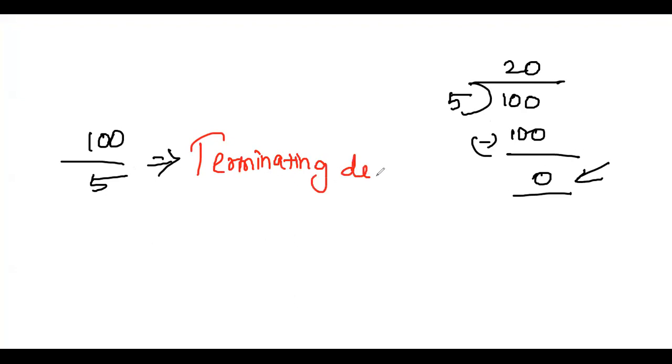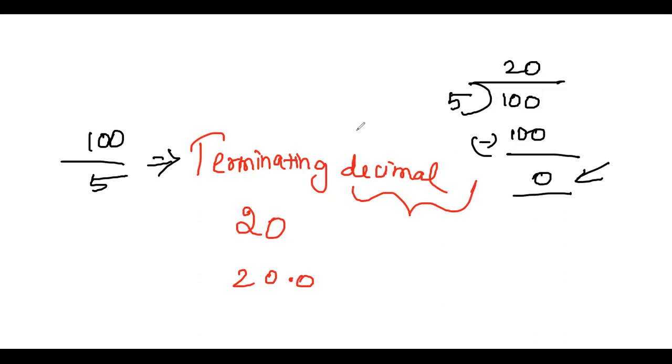Terminating decimal. So it's 20.0. 20 can be written as 20.0, because they're saying it is decimal, isn't it? Decimal means you need to show the decimal point. So 20 can be written as 20.0 or 20. 20 itself is fine. 20 and 20.0 both mean the same.